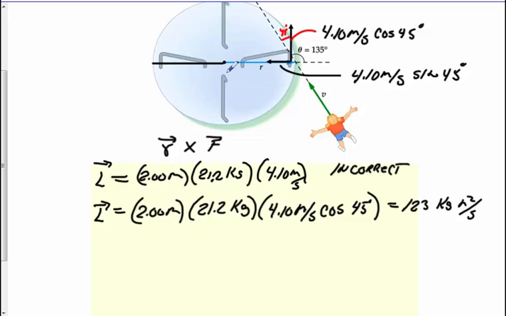Now, if that child has that much angular momentum and jumps onto the merry-go-round, then I could very quickly find out what the angular velocity of the merry-go-round would be by going back and saying that L initial must equal L final, which in this case would equal the angular velocity times the moment of inertia. So if the child's sitting out here, I could find the moment of inertia of the merry-go-round with the child out here at the outer edge, and then I could find this value here by setting all this equal to 123 kilograms meters squared per second.